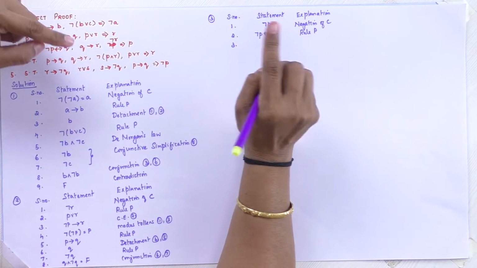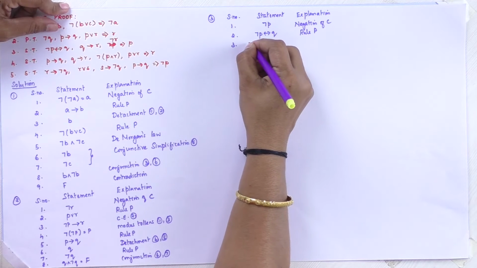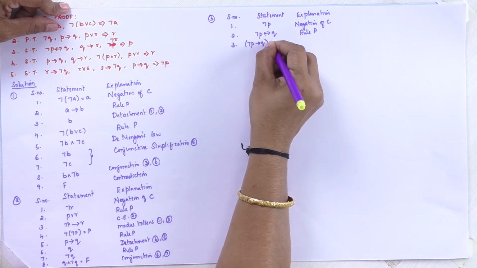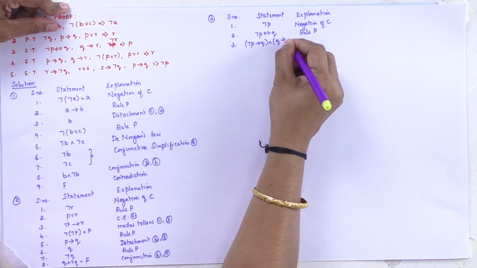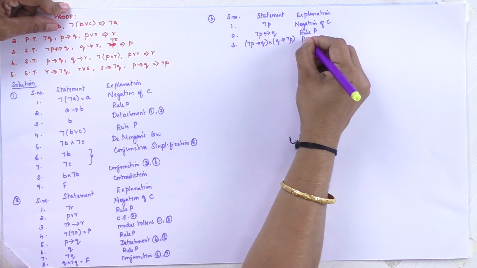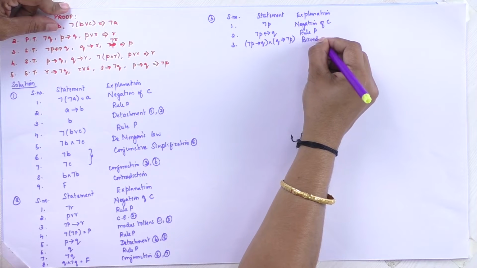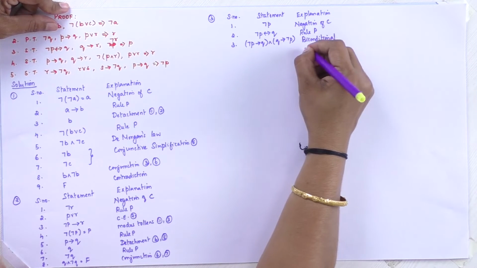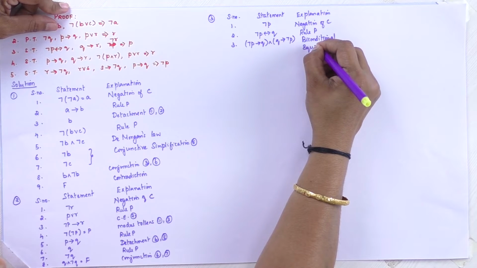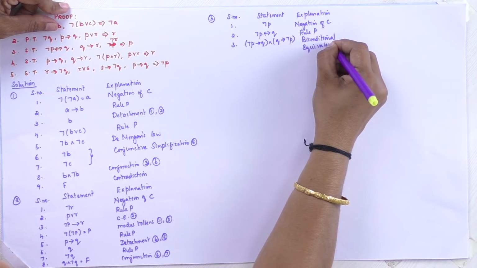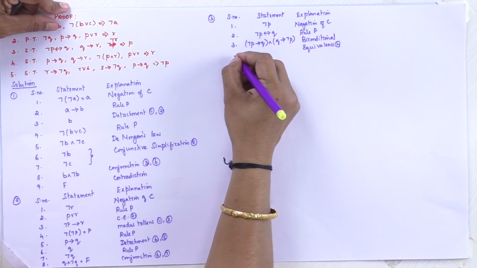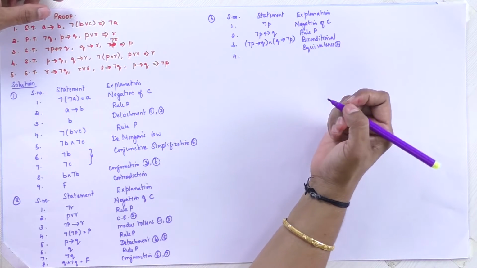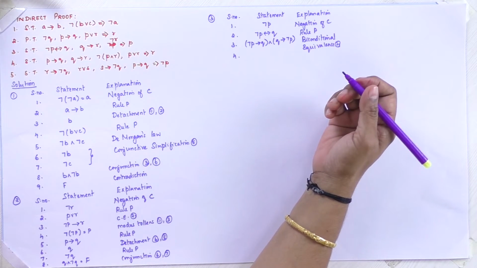So which means that it is the if and only if condition. So how do I write this? Negation P conditional Q and Q conditional negation P. So this is the biconditional equivalence. Biconditional equivalence on 2, I get this step. So next, I will have to further simplify this. How do I simplify it?